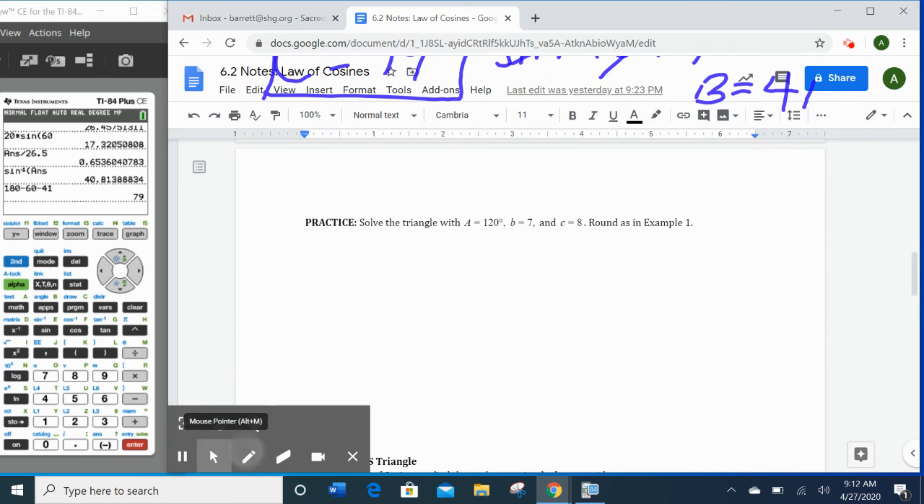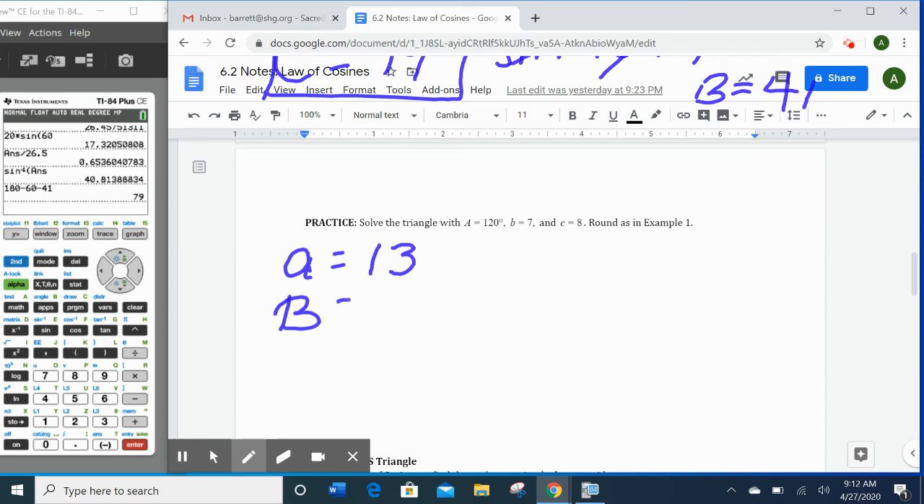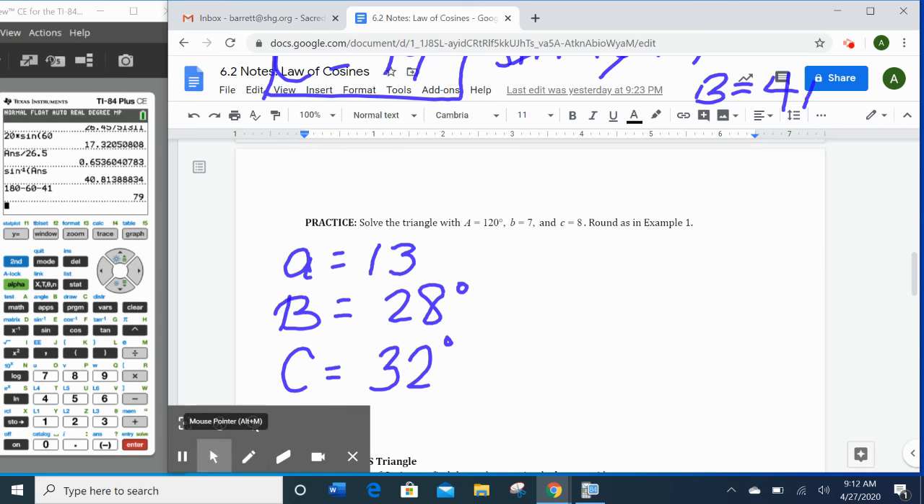So for this practice problem, I'm just going to tell you the answers. Well, I guess you can pause the video and try it, and then I'll tell you the answers. But side A ends up rounding to be, I think it was exactly 13. Angle B rounded up to be 28 degrees, and angle C rounded to be 32 degrees. So if you want to see a video of that, just let me know and I can make one, but it's going to be the same process as what we just did.